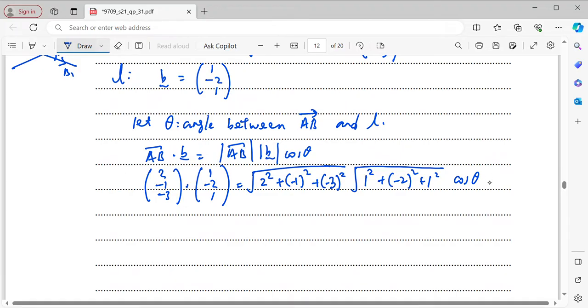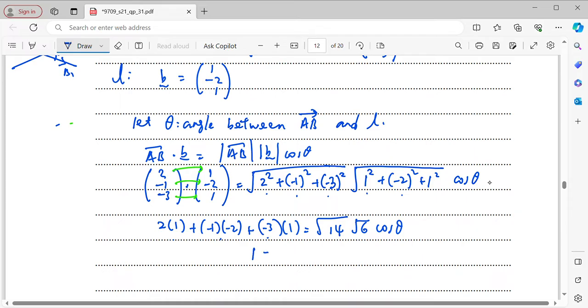Then for the scalar product formula, we need to multiply and add up all the multiplications. So here I will get 2 times 1 plus (-1) times (-2) plus (-3) times 1. So for the first square root, this is 4 plus 1 plus 9, so you will get 14. Then the other one, 1 plus 4 plus 1, so it is square root 6. For the left hand side, the first term is 2, second term is 2. 2 plus 2 is 4, then minus 3, 4 minus 3, you will get 1.